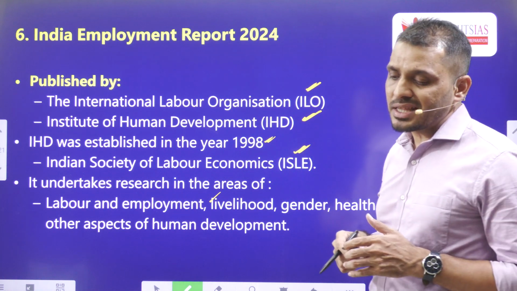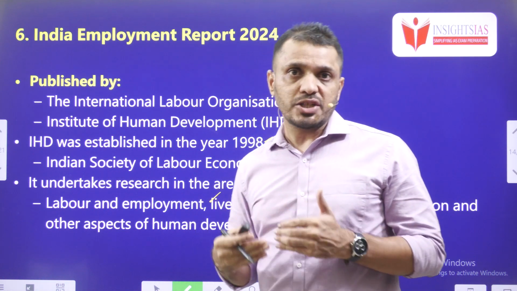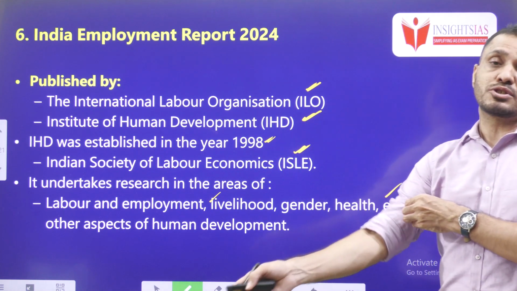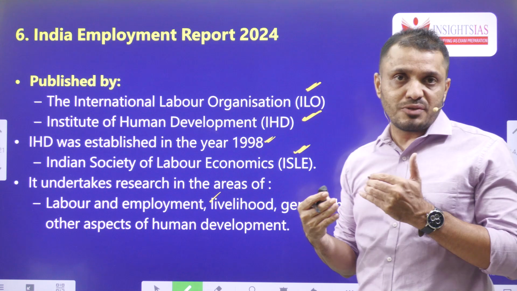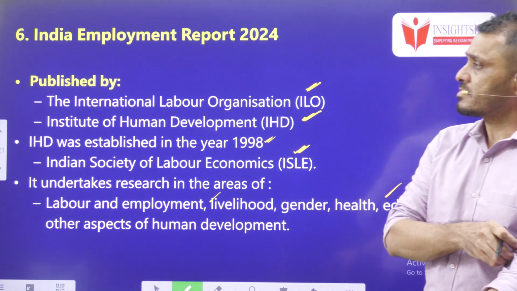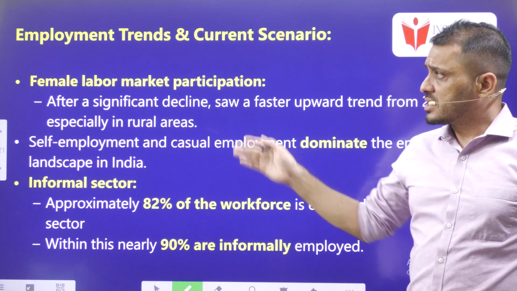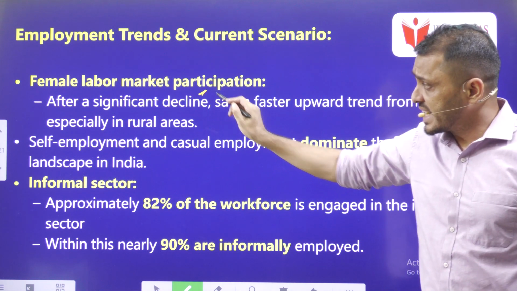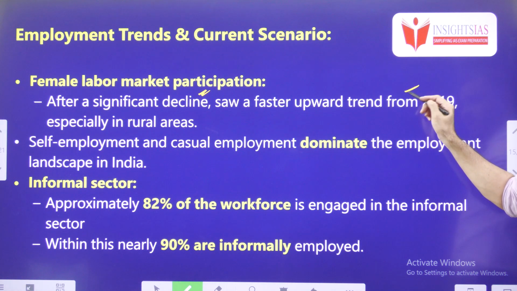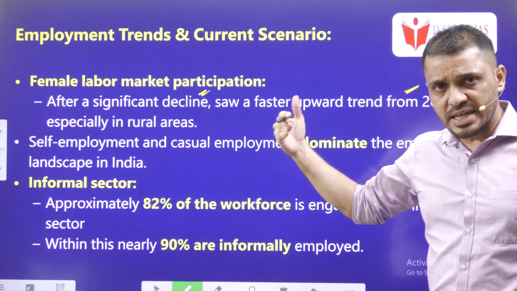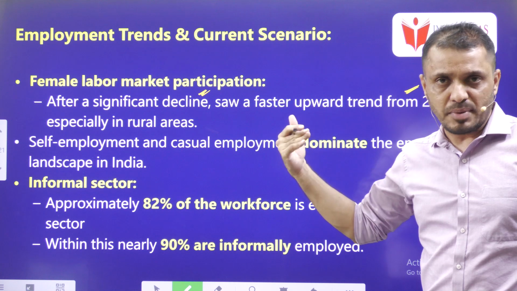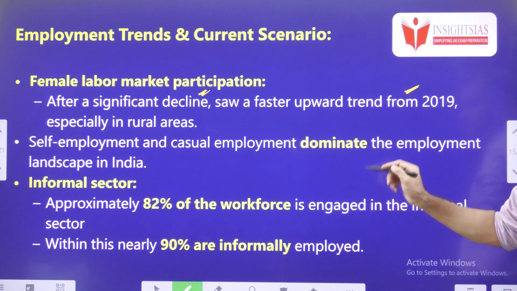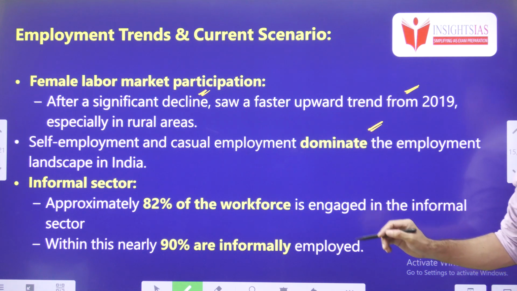We all know that regarding labour and decent living wages, DPSP Article 43 gives provisions related to decent living wages to workers. Next, according to this report, female labour market participation generally declined after COVID, but after 2019 onwards, female labour participation in the rural areas is significantly increasing. Self-employment as well as casual employment is dominating the overall employment in India.